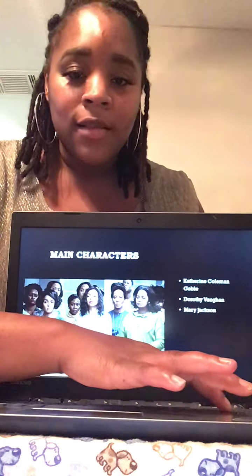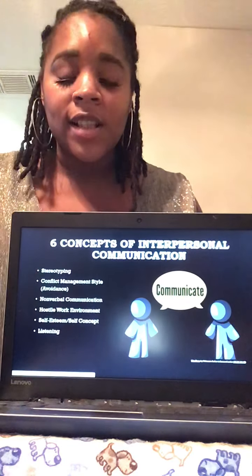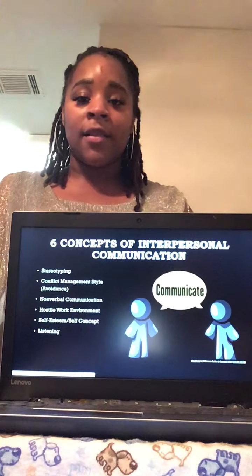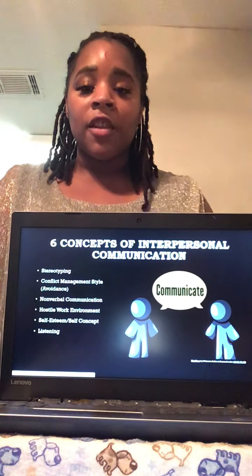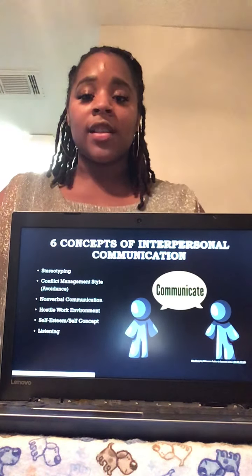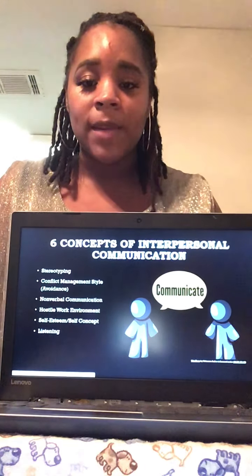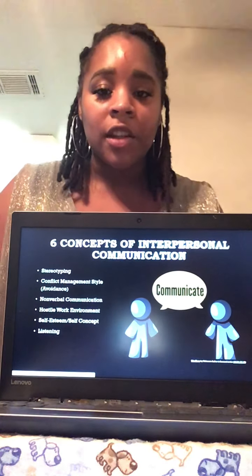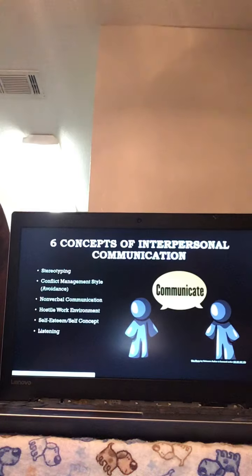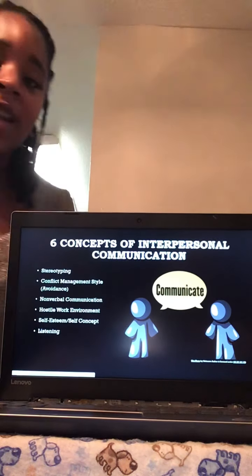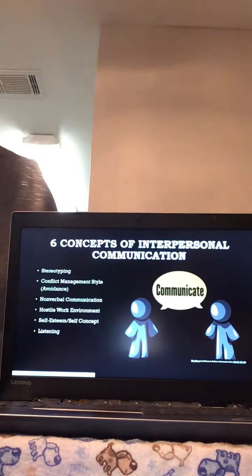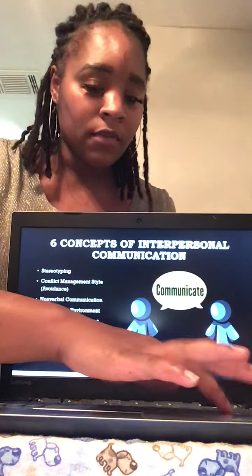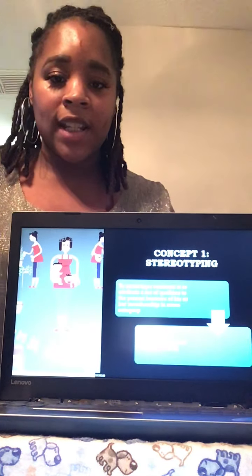Moving right along. The six concepts that I chose to do my analysis over. The first one will be stereotyping. The second one is conflict management avoidance. The third one will be nonverbal communication. We then have hostile work environment and listening. Let's get into the first concept.